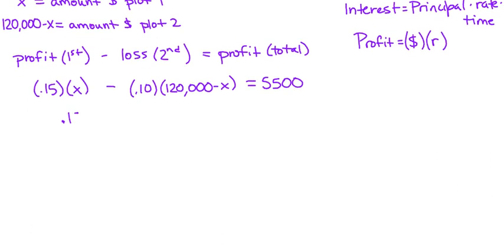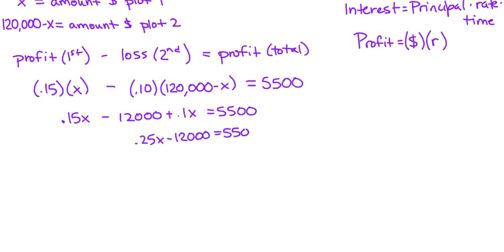We'll just write this one as 0.15x. And next we will distribute the 0.1. So that gives us 12,000 minus, plus, because we have to distribute the negative sign, plus 0.1x equals 5,500. Combine like terms, and we have 0.25x minus 12,000 equals 5,500. Add 12,000 to both sides. 0.25x equals 17,500. And divide both sides by 0.25, and we end up with 70,000.